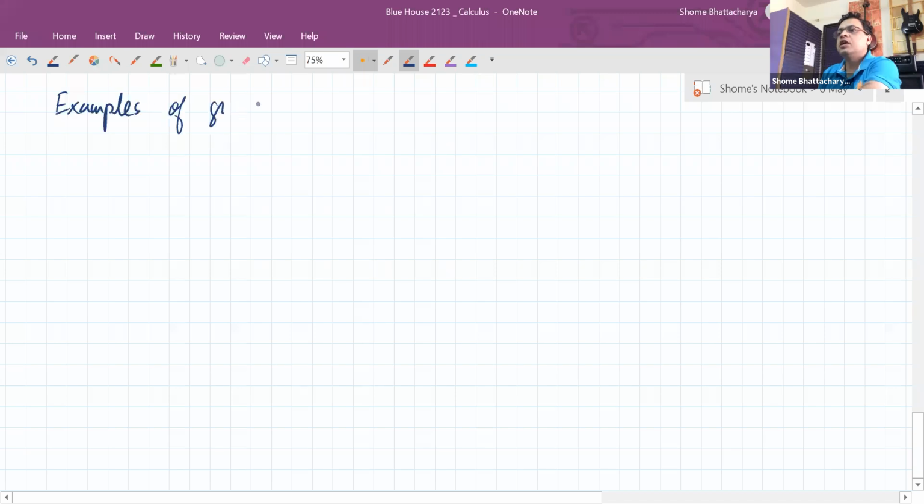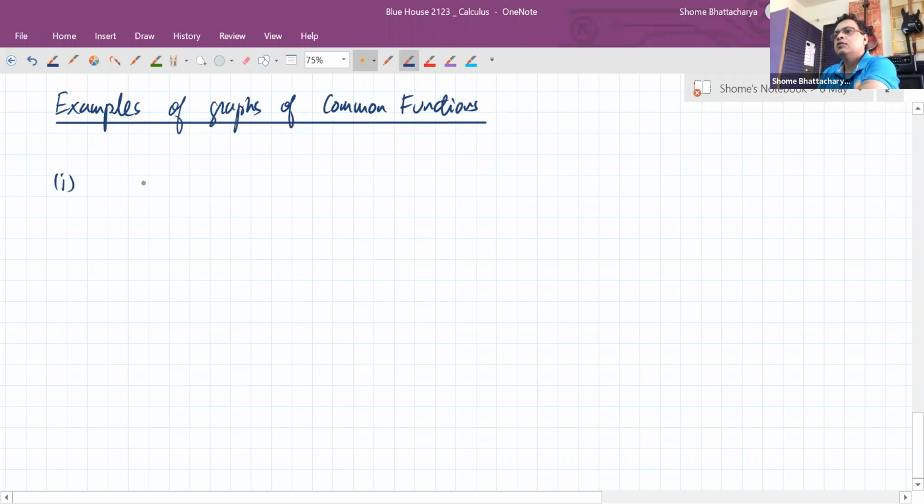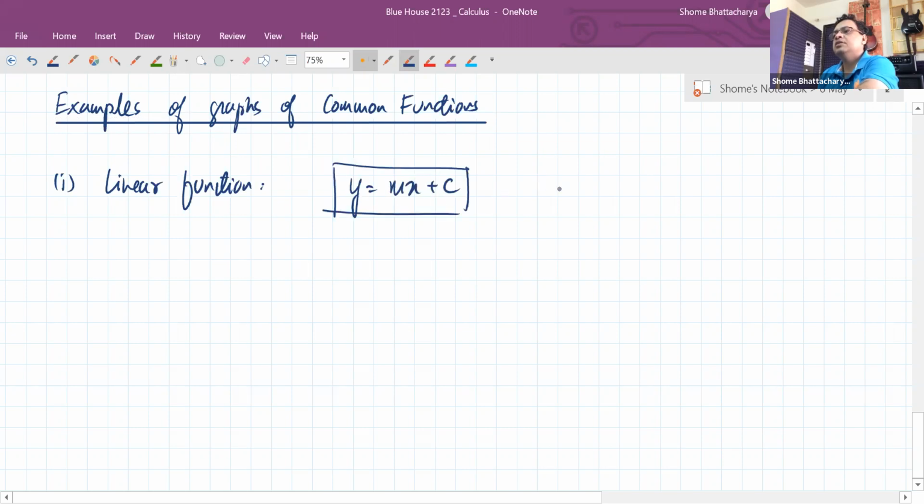So examples of graphs of functions which are commonly used in physics. The first example we will take is the linear function. The general formula for a linear function we will write just like the formula for a straight line: y is equal to mx plus c, where m and c are constants.